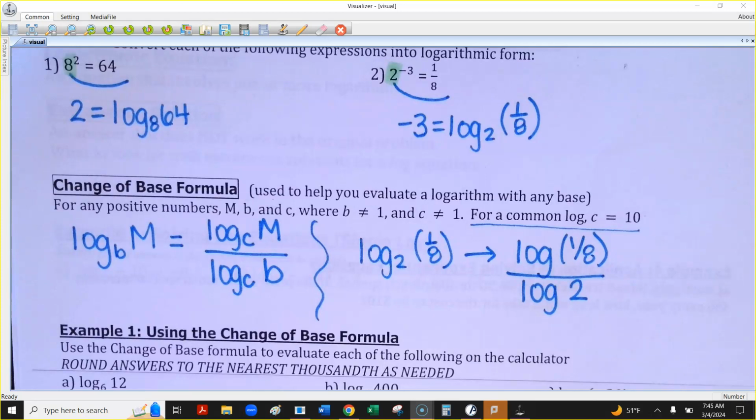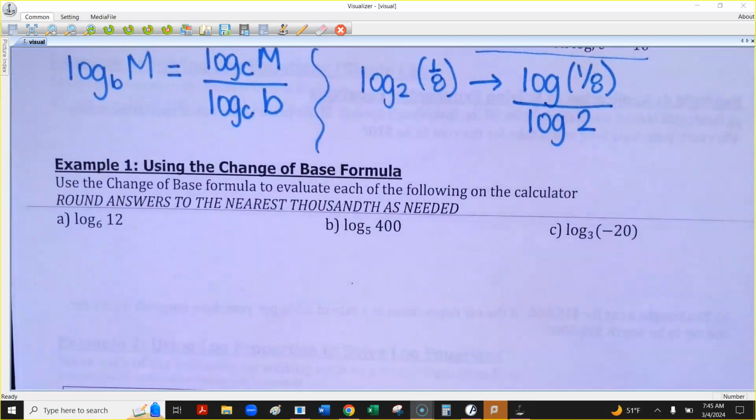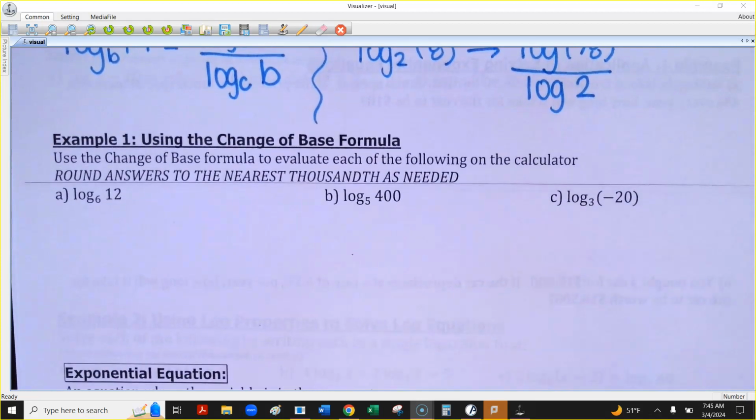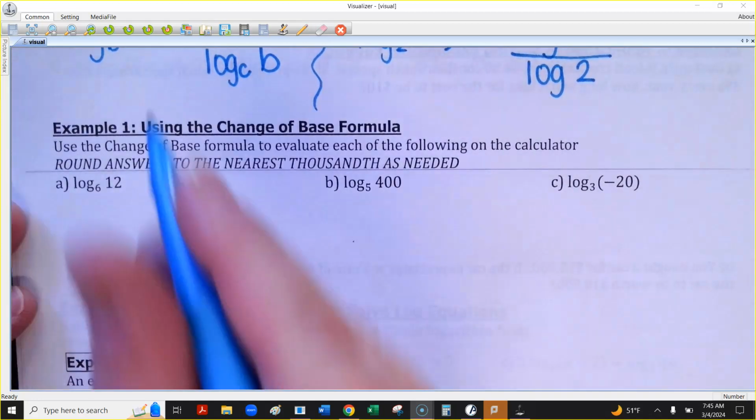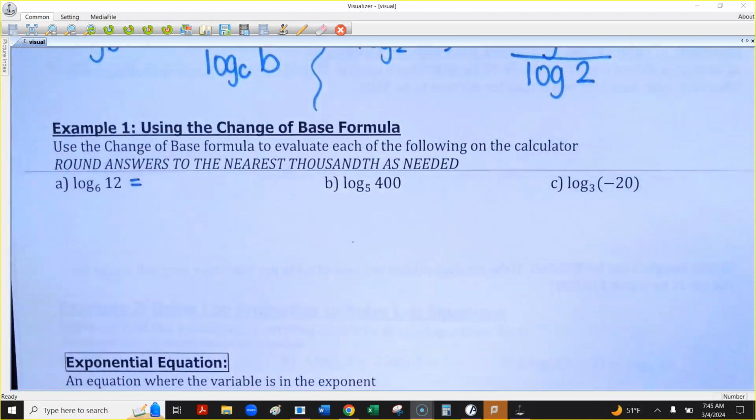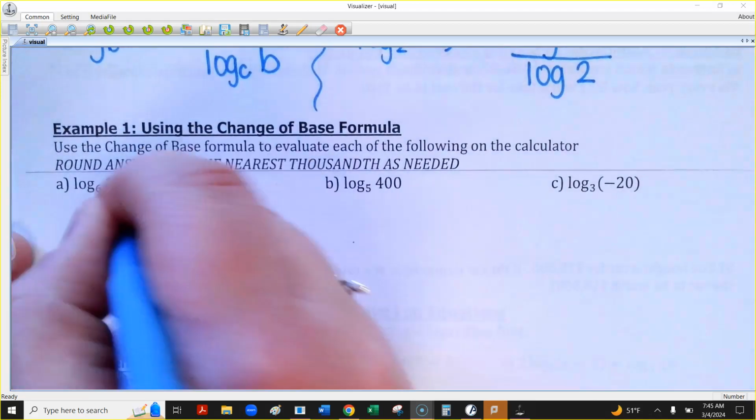Okay, now these are going to ask you to round to the nearest thousandth. There are 3 zeros in 1,000, so that's going to be 3 decimal places. So we were doing these before. I had you guys, and I'm just going to write this so you can see what it means, convert it to an exponential.